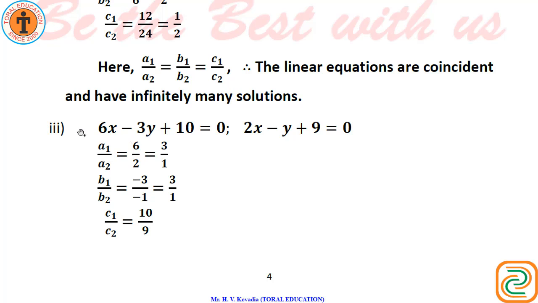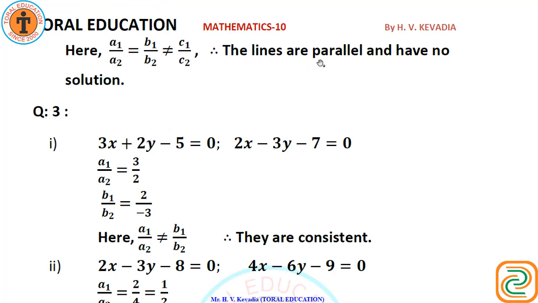Question number 3. Here 6x minus 3y plus 10 equals 0 and 2x minus y plus 9 equals 0. So a1/a2 equals 6/2, that is 3/1. b1/b2 equals minus 3 upon minus 1; both are minus, so it is positive, 3/1. And c1/c2 is 10/9. Here a1/a2 equals b1/b2 but not equal to c1/c2. Therefore, the lines are parallel and have no solution.